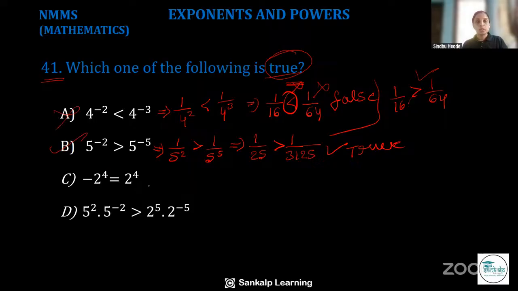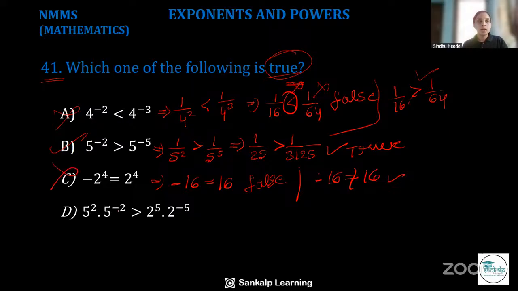Minus 2 raised to 4 is equal to 2 raised to 4. Minus 2 raised to 4 is minus 16, which is equal to 2 raised to 4, which is plus 16. Okay, actually, it is wrong. Why? Because minus 16 will never become equal to 16. So this is also false. According to this, they give it as equal, but actually it is false. Minus 16 is not equal to 16. Okay, then come to the option D.